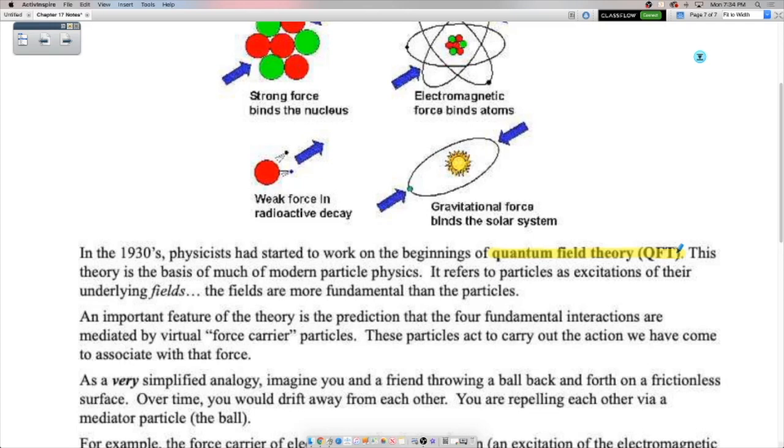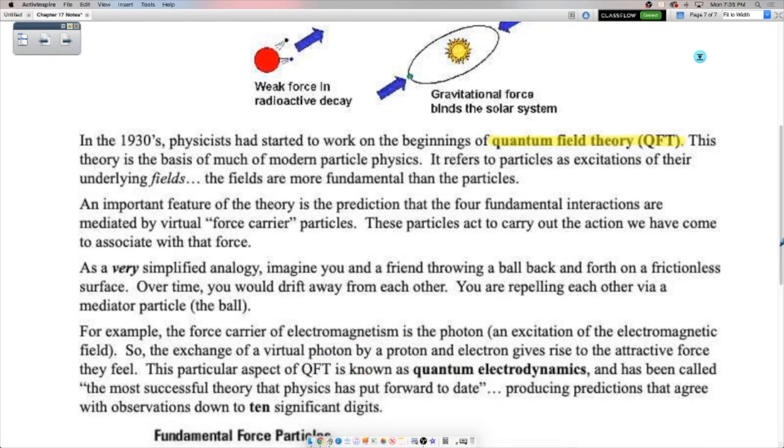Now, don't panic, this is more than what you need to know for Physics 30, but it does help to contextualize the stuff that we're going to talk about in a bit. At its most surface level, if I were to give you the elevator pitch, it just refers to particles as excitations of underlying fields. And so what that means is the fields are actually more fundamental than the particles. Yes, the particles are there, but really they're just excitations of a field underneath it.